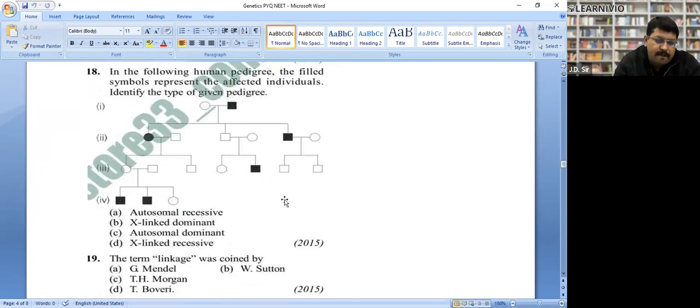18. In the following human pedigree, the filled symbol represents the affected individual. Identify the type of the given pedigree.